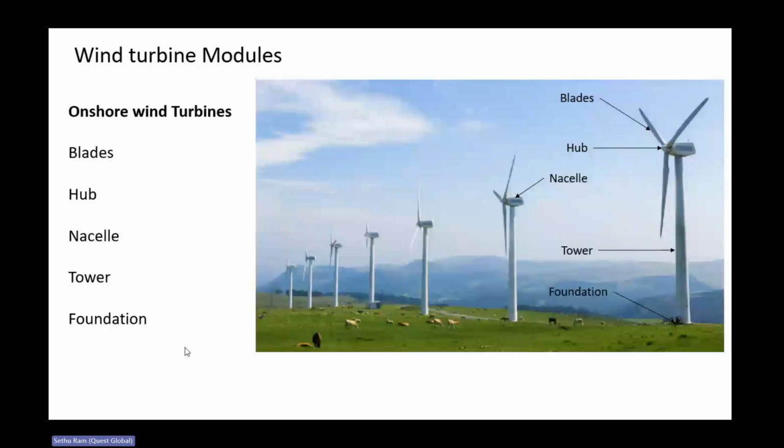So now we go to the next topic. Wind turbine modules. We have two types of wind turbines: one is the onshore wind turbine, one is the offshore wind turbine. For the onshore wind turbine, these are the components: the blades, hub, nacelle, tower, foundation.